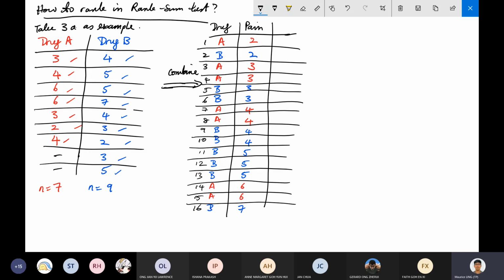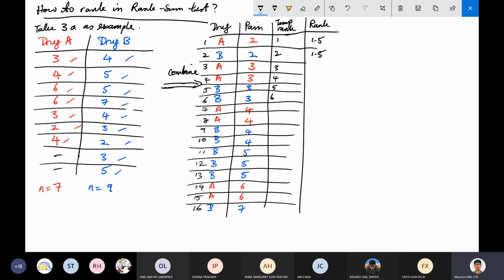Then I start to rank them. Originally, this is rank 1 and rank 2. Correct? Because it's tied rank, so I call it a temporary rank. Then this is my rank. Temporary rank, rank 1 and rank 2, so this is 1.5.